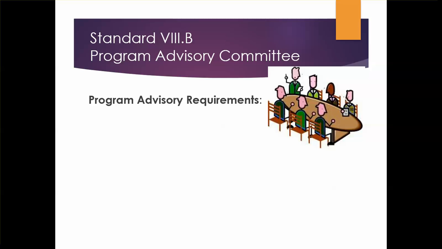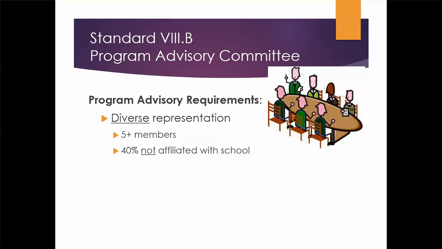Section B of this standard now sets more specific criteria for a program advisory committee. So these details should also be noted. The first of which is that for a program advisory committee, the purpose is to get outside objective feedback. So diverse representation is very important. This means that there should be at least 5 members, and 40% of these people should not be affiliated with the school. That means not staff, faculty, students, or graduates of the school, but people that are not affiliated that can really give you a good outside perspective.